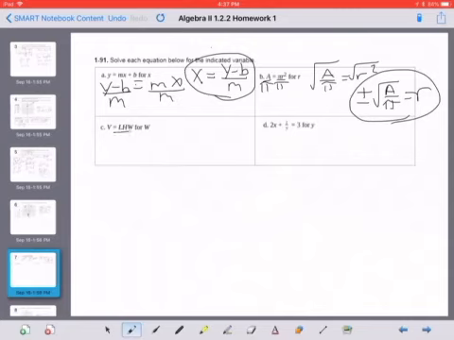For c, you're just going to divide both sides by LH. So w is equal to v divided by LH.